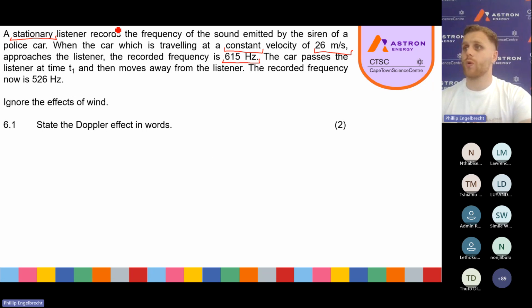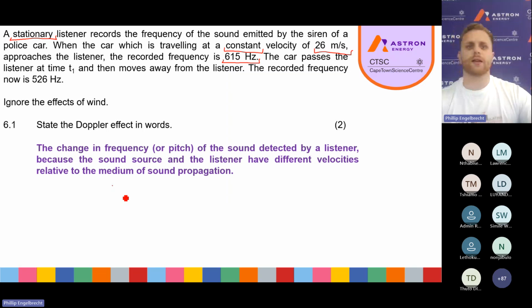Okay. Question 1. What does it say? It says, state the Doppler effect in words. So it is your definition, guys, and this is your definitions according to your exam guidelines.